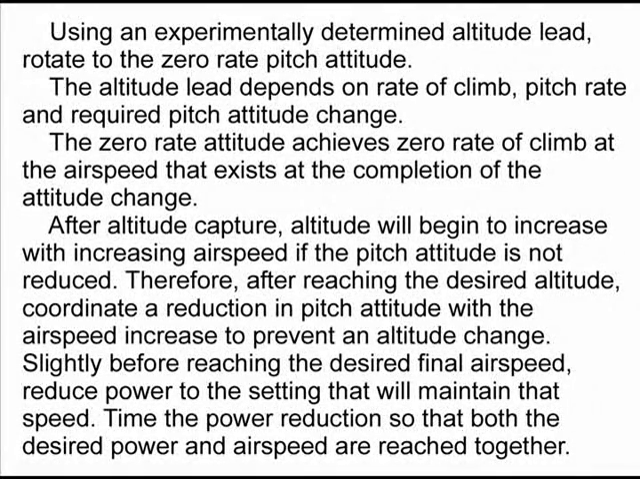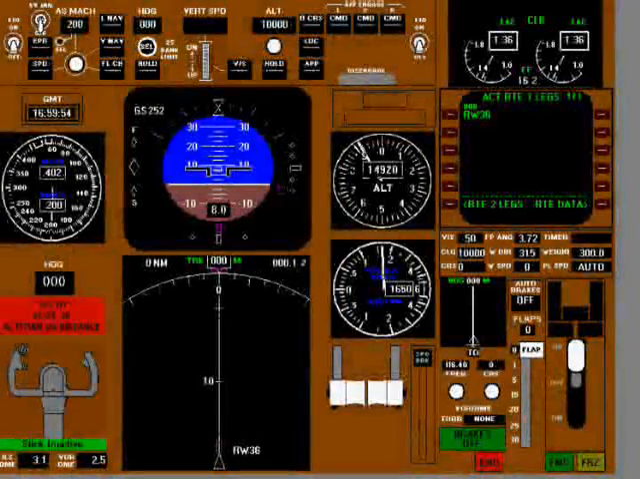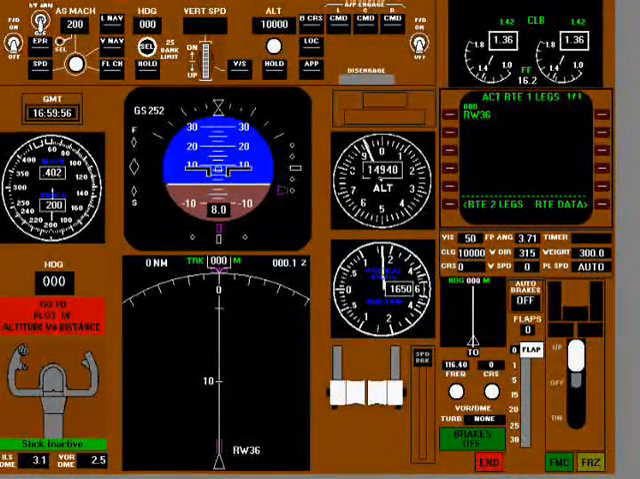Therefore, after reaching the desired altitude, coordinate a reduction in pitch attitude with the airspeed increase to prevent an altitude change. Slightly before reaching the desired final airspeed, reduce power to the setting that will maintain that speed. Time the power reduction so that both the desired power and airspeed are reached together. Now repeat the maneuver in the flight deck view.